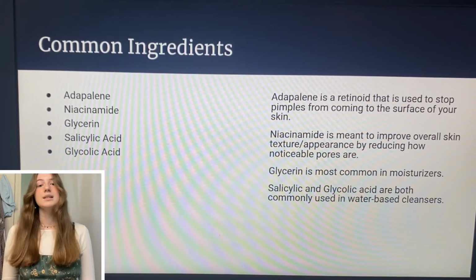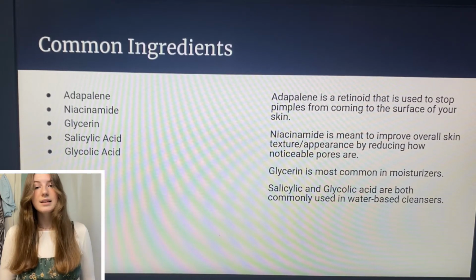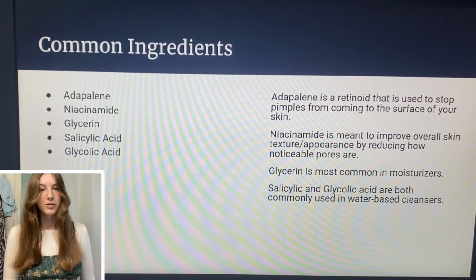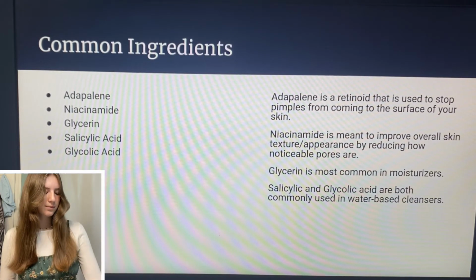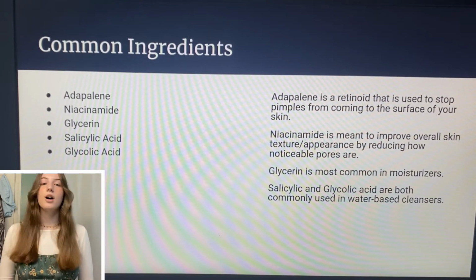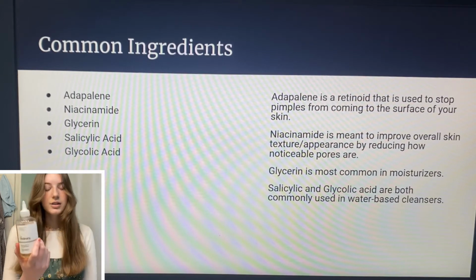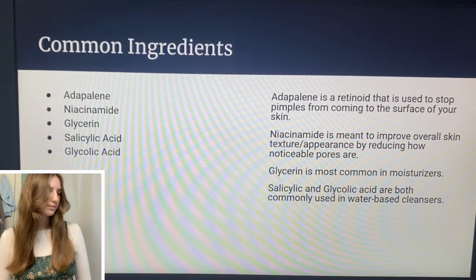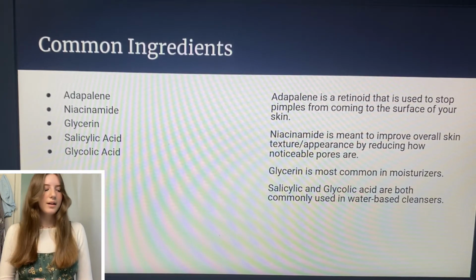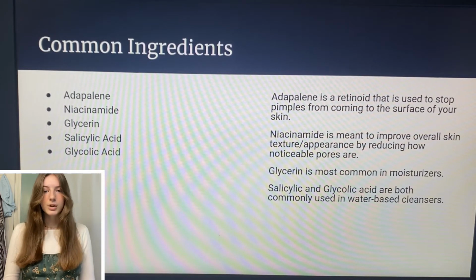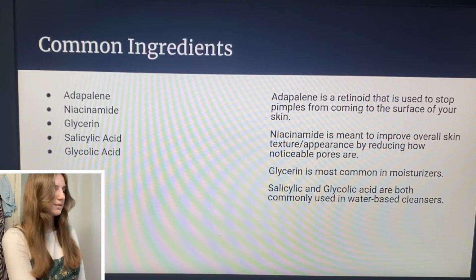The next thing is salicylic acid and glycolic acid. So salicylic acid is a BHA, which is a beta hydroxy acid. Here is just a little salicylic acid cleanser that I use. And glycolic acid is an AHA, which means alpha hydroxy acid. And here's some glycolic acid. They're somewhat similar in that they're both chemical exfoliants, but the next slide is more about what the main differences are between AHAs versus BHAs.